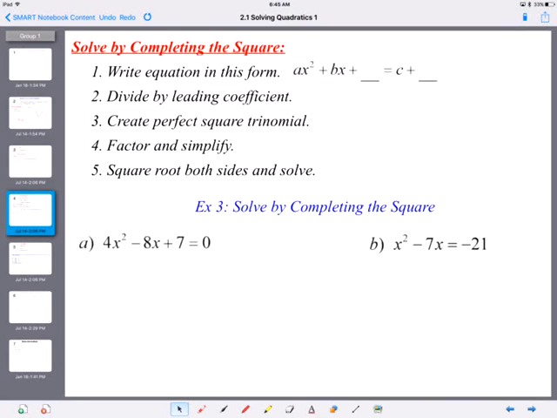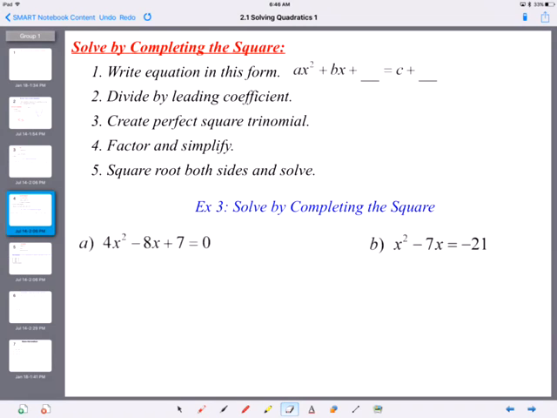Okay, we're going to start back up by completing the square. I'm just going to go through the algebra side of it. I might create another video that actually explains why solve by completing the square works and give you the visual for it. But right now we want to write the equation in this form.